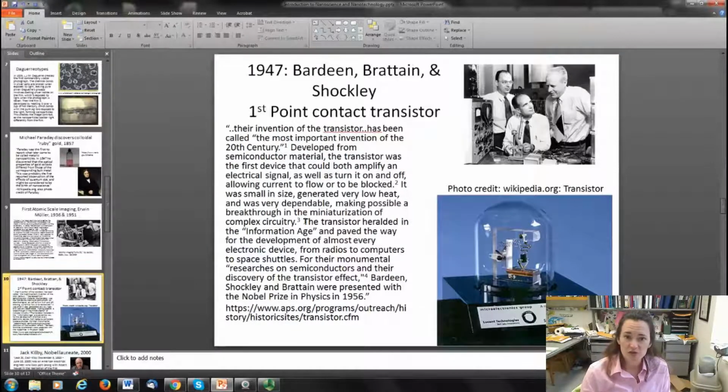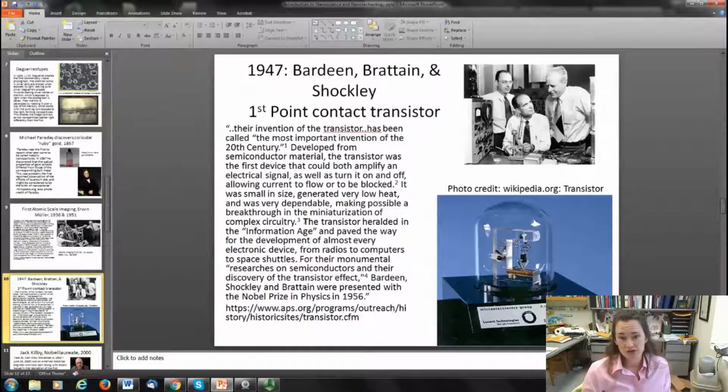And it was developed from a semiconductor material, germanium oxide actually, and it was the first device that could both amplify an electrical signal and turn it on and off, which allowed the current to flow or be blocked. It was small, it generated low heat, it was dependable, and it made possible a breakthrough in the miniaturization of the circuitry. And miniaturization is really what we're about here in our nanoscience and nanotechnology class.